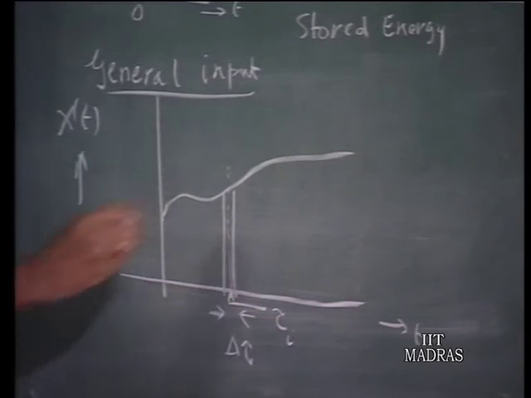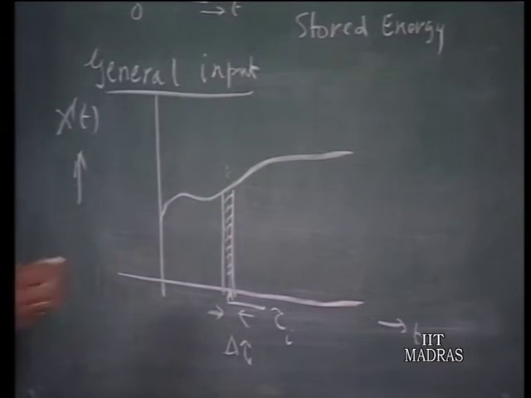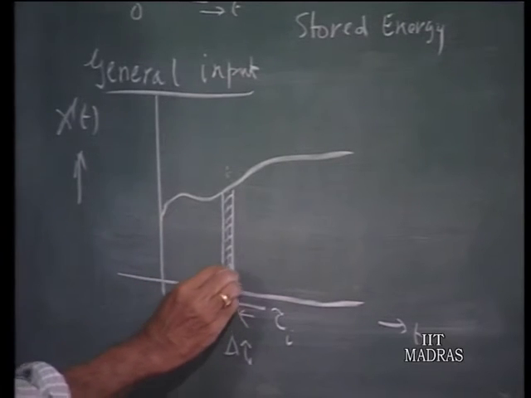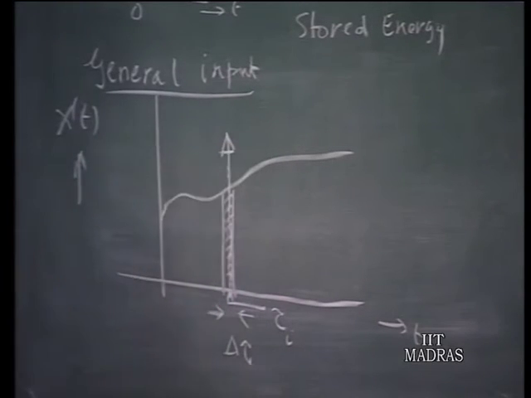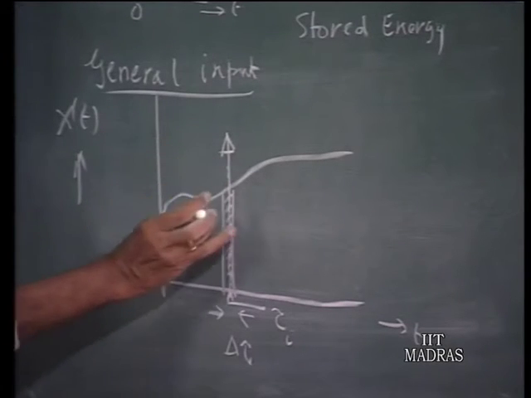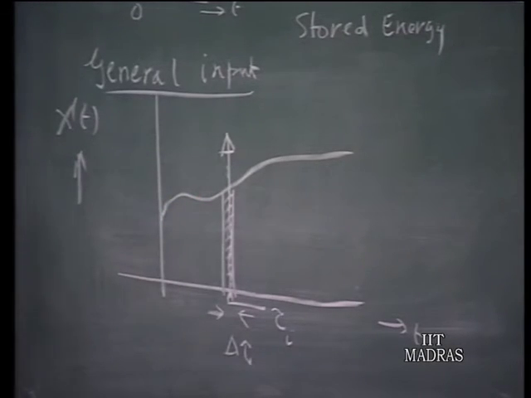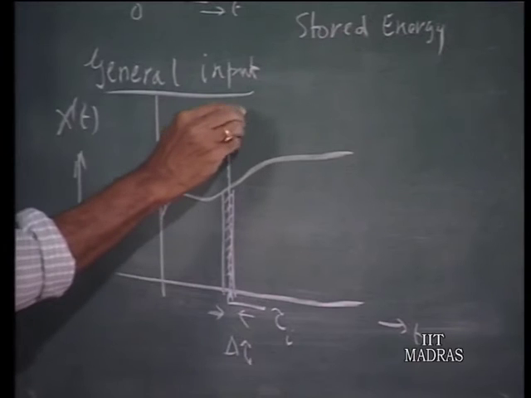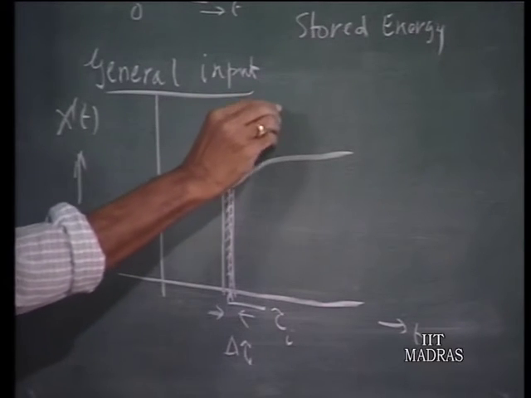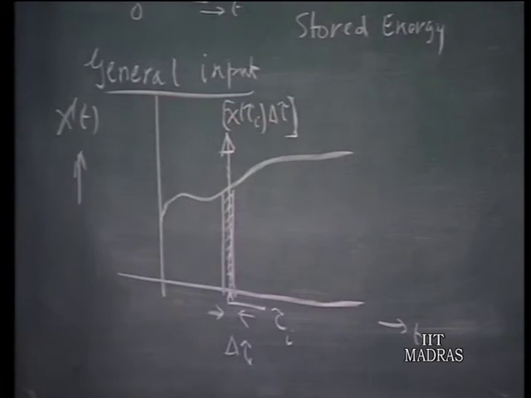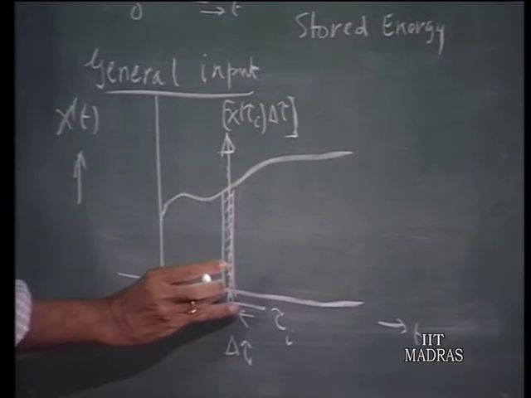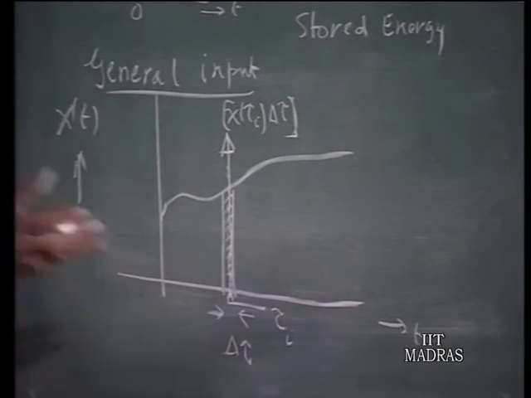This section of the input, a narrow section of time, can be replaced by an equivalent impulse. The impulse will have essentially the same area as this narrow strip, and the area of the narrow strip will be x of tau I times delta tau. So this will be x tau I delta tau, that is the magnitude of the impulse, and that impulse is situated at t equals tau I. Provided you make the slices thinner and thinner, the approximation will be much more accurate.